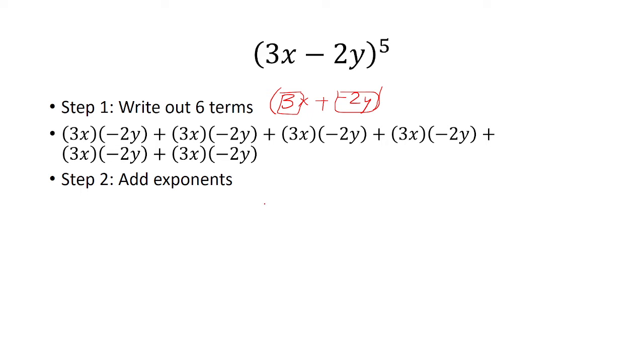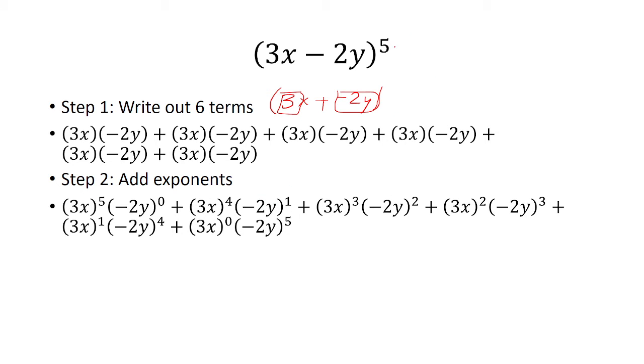Now I can add the exponents. So for the exponents, you always want to start out with whatever the exponent you have in the original problem. So here it was 5. So put that in the first term. So it'll be 3x raised to the fifth. And then that specific term will go down to 4, 3, 2, 1, and 0. While negative 2y starts at 0, goes up to 1, 2, 3, 4, and 5. So at any term, if I were to add up the exponents, they must add up to 5, which is the exponent of the original problem.